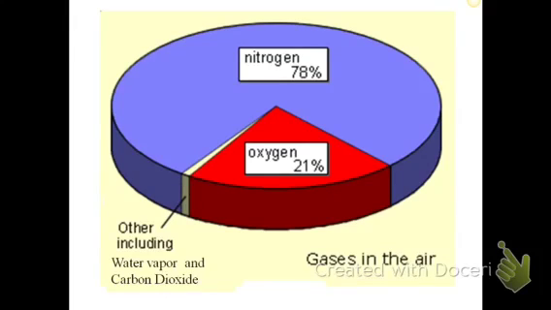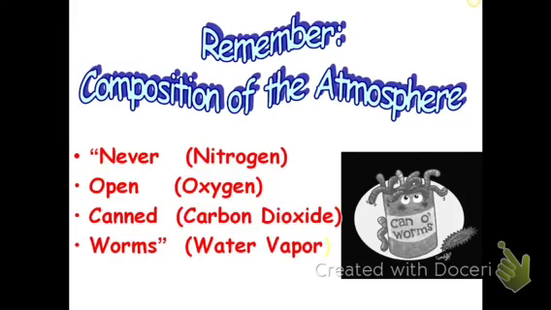Okay, again, this is another slide just showing you the makeup of our air. 78% nitrogen, 21% oxygen, 1% water vapor, carbon dioxide, and other trace gases. To remember the composition of our atmosphere, we use this little acronym, Never Open Canned Worms, and it is in order from most to least.